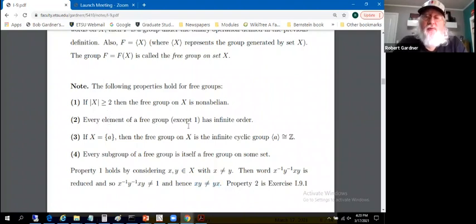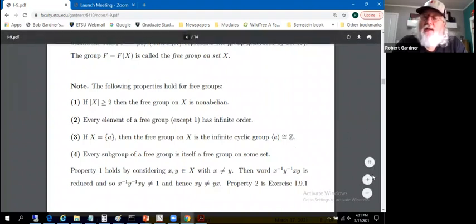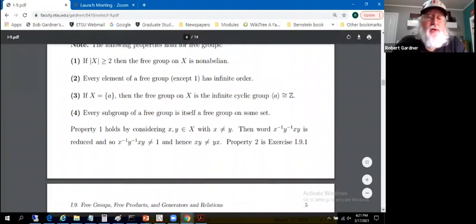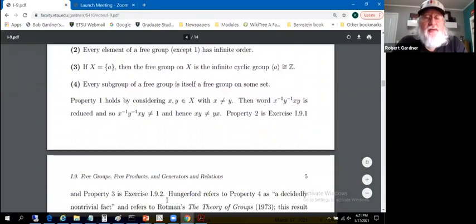Every element of a free group, except the identity, the empty word, has infinite order. By the way, that's to be shown in one of the exercises. Thirdly, if X consists of a single symbol, then the free group on X is isomorphic to the infinite cyclic group of the integers. This group generated by a is isomorphic to the integers. That's also an exercise. It's exercise number 2 in this section.